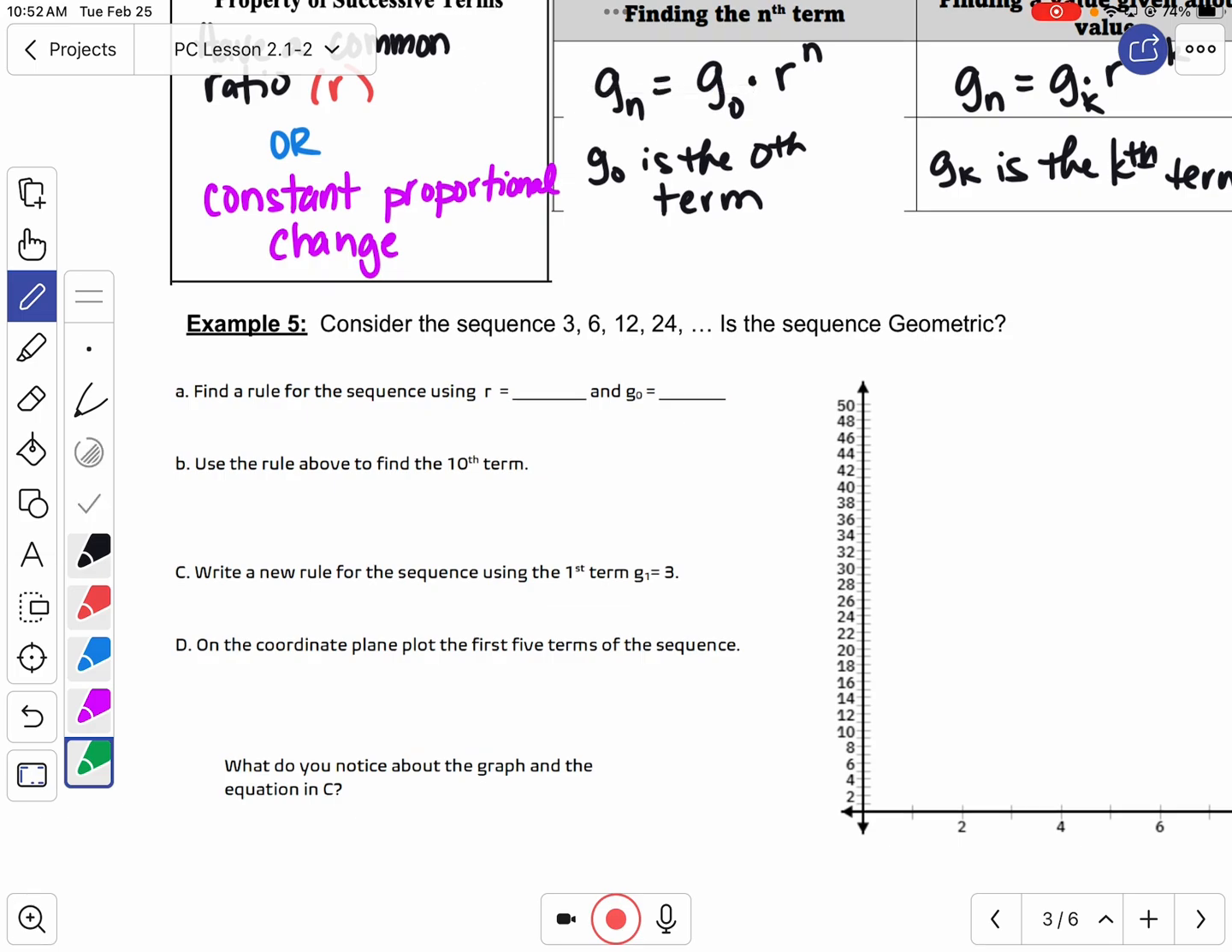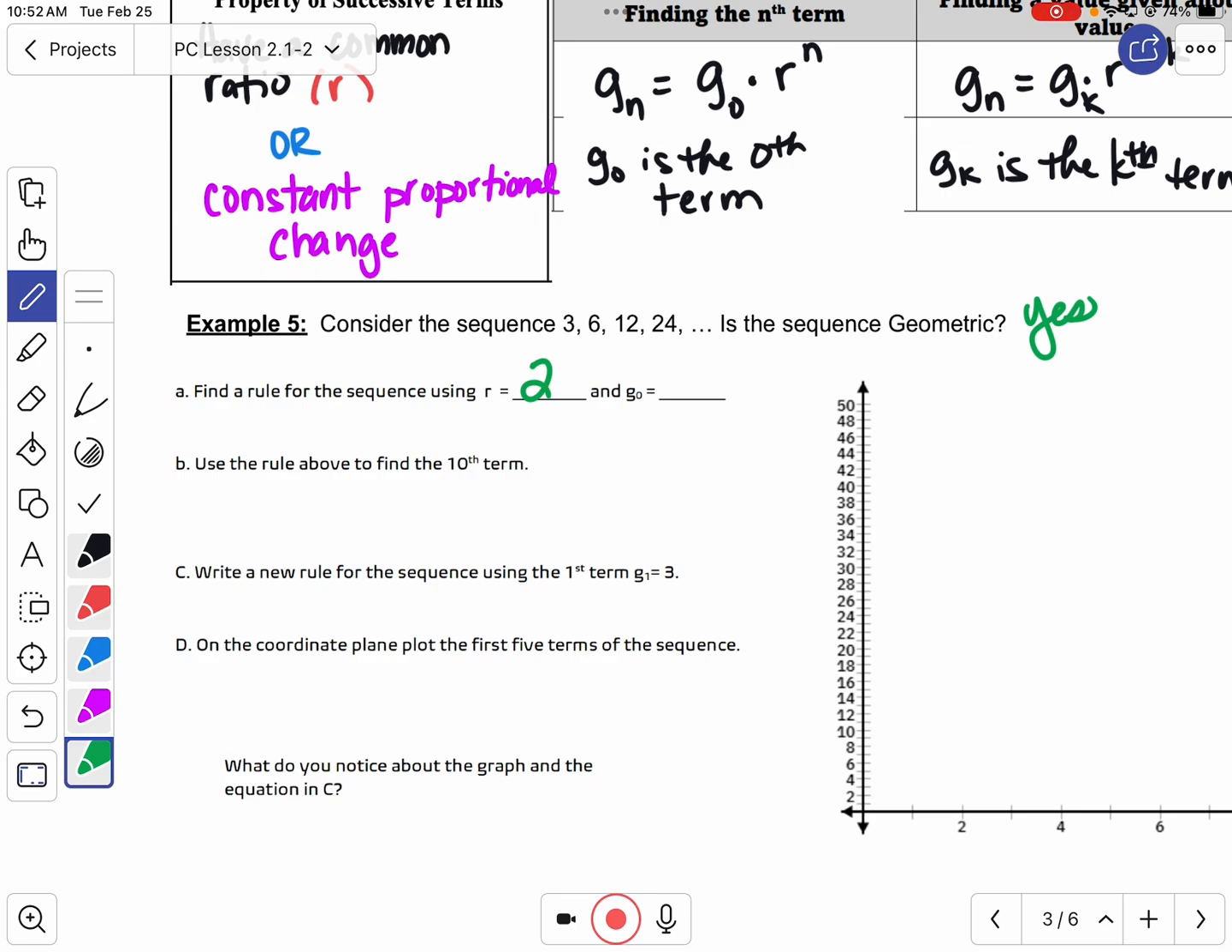All right, let's take a look at this one together. We've got the sequence 3, 6, 12, and 24. Is it geometric? Yes or no? Okay. How is it changing each time? We're multiplying by 2. So my r is 2. Okay, so it's a yes. We're multiplying by 2 each time.